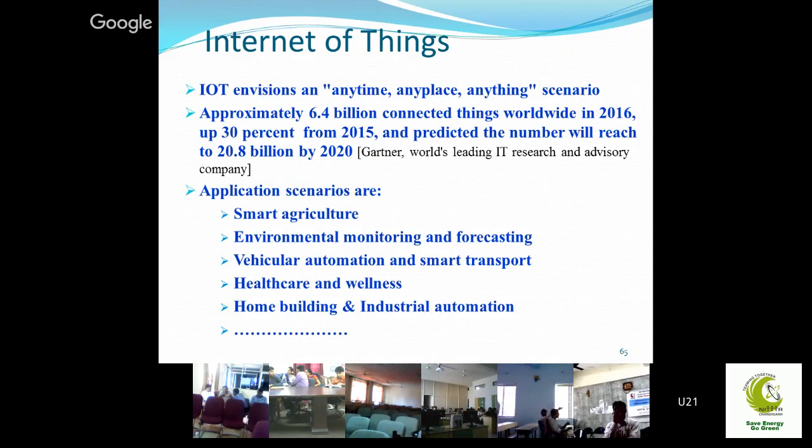And if we talk about the application scenarios, then smart agriculture, environmental monitoring and forecasting, vehicular automation and smart transport, healthcare and wellness, home, building and industrial automation. These are just a few of them.